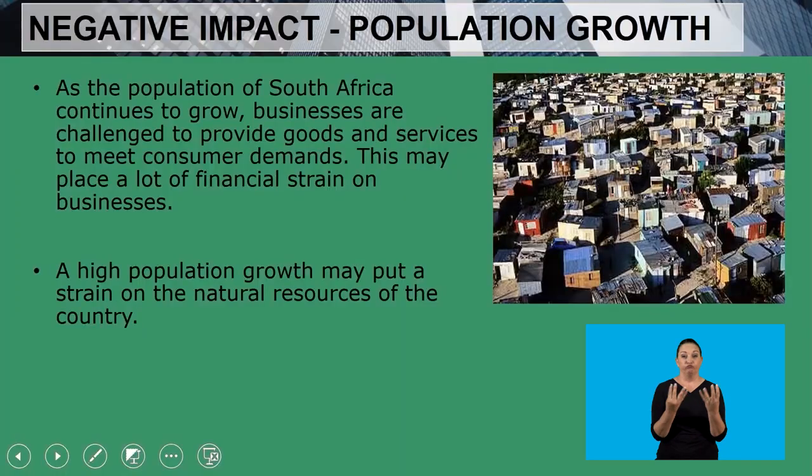A high population growth may put a strain on the natural resources of the country. So having a strain on the natural resources of a country does not only affect the country, even us as businesses. Now we are going to do what? There's going to be a lack of natural resources, whereby we are going to be forced to go and buy natural resources which we are supposed to be having. But because of population growth, those resources are going to be scarce. They are going to be limited.